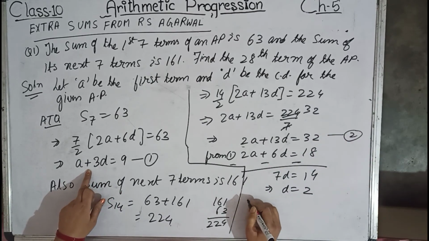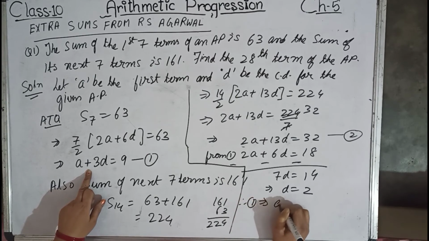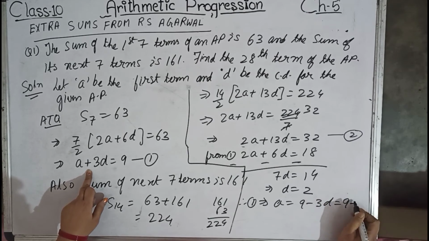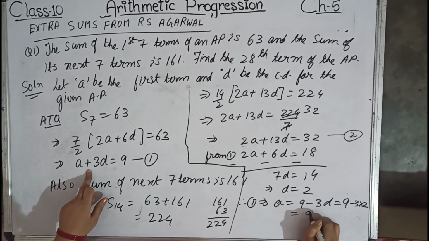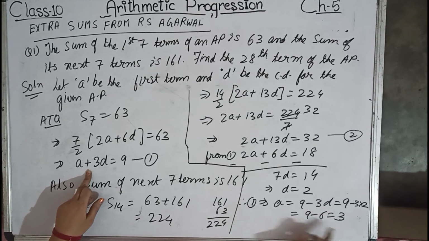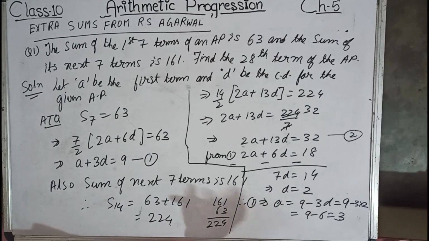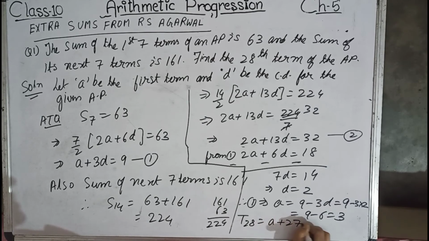So I am putting it in equation 1 only. Therefore from 1, a equals 9 minus 3d, equals 9 minus 3 into 2, equals 9 minus 6, equals 3. Therefore a is 3 and d is 2. What the question is asking: find the 28th term of the AP. Therefore T28 equals a plus 27d, equals 3 plus 27 into 2, that is 54, and 54 plus 3 is 57, and this will be the answer.